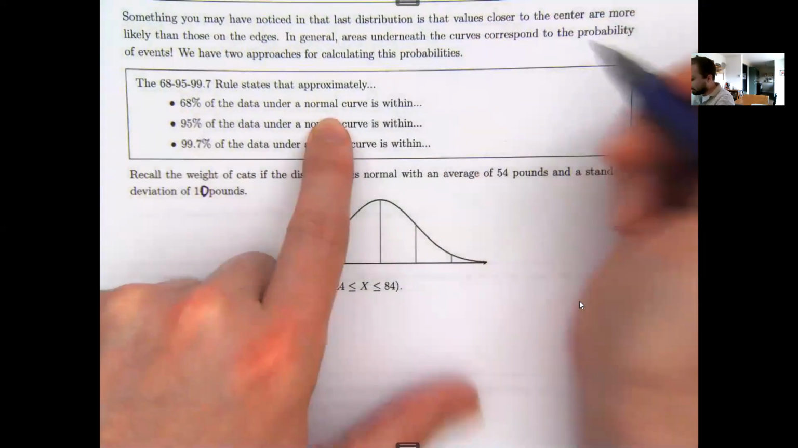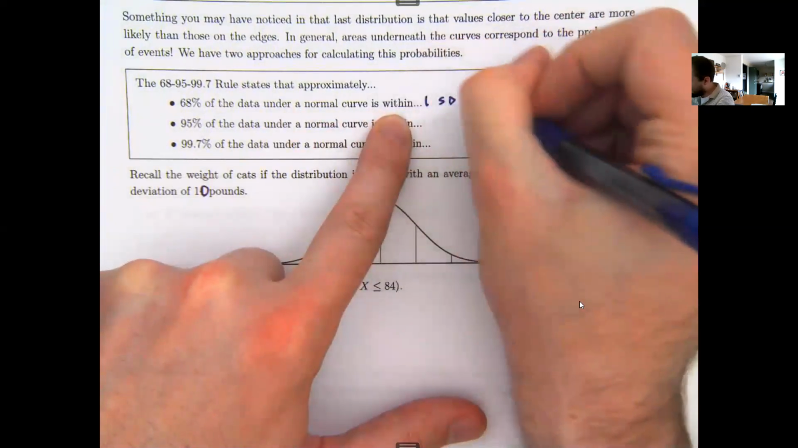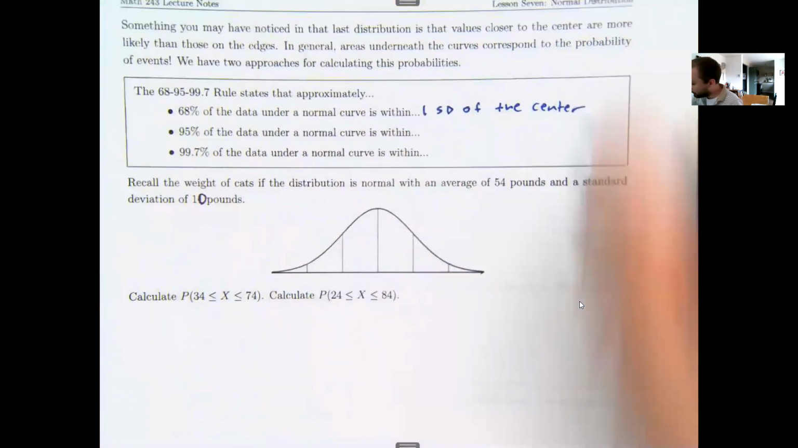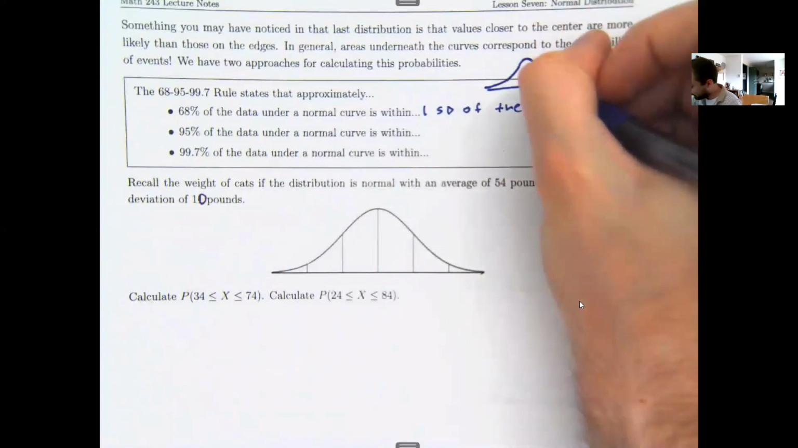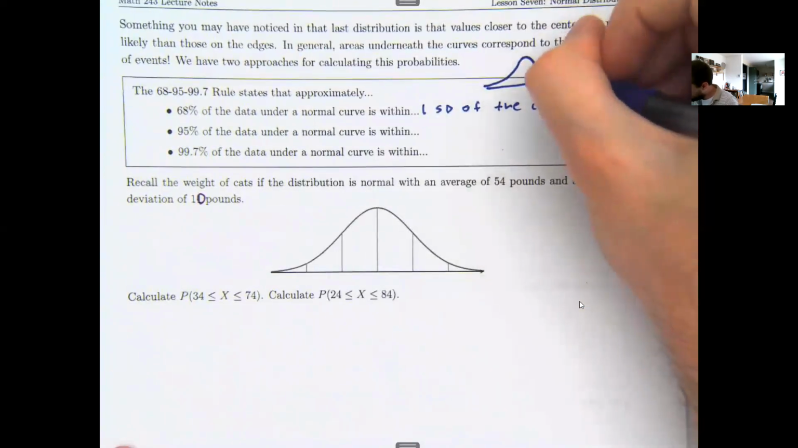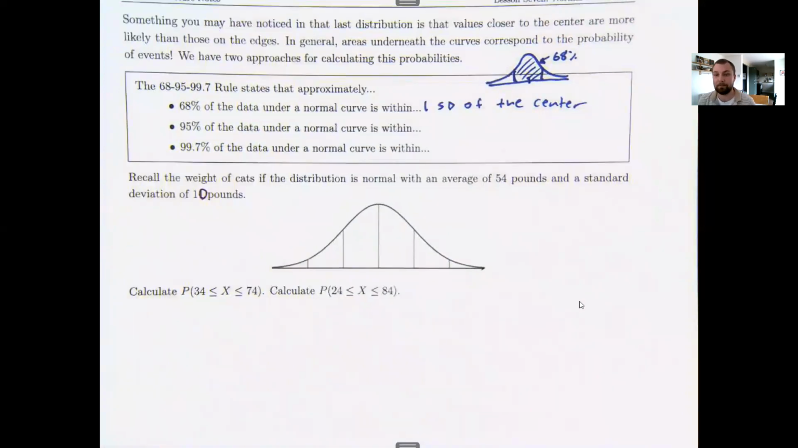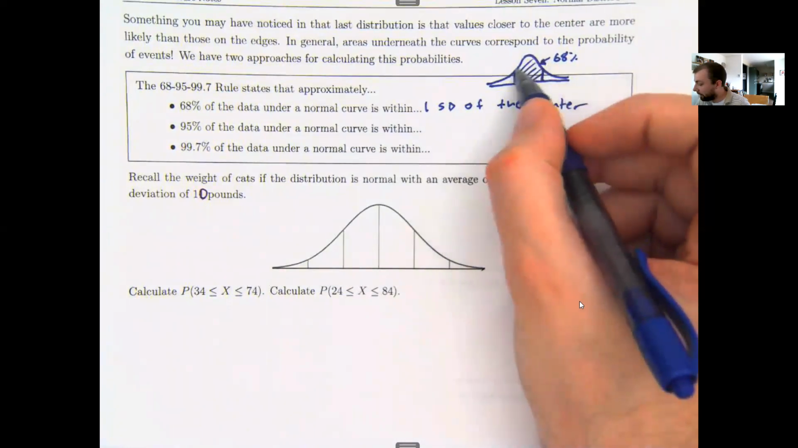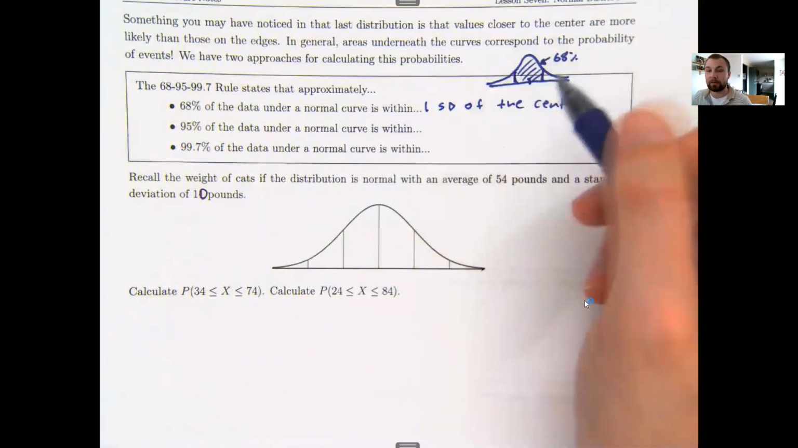68% of the data under a normal curve is within 1 standard deviation of the center. So drawing the picture out, if I start at the center and I go 1 and 2 tick marks down, I should have about 68% of my data in that area. Now, just to note, if you're trying to visualize this, one standard deviation is hitting halfway on the downswing on both sides. So that's how I visualize what that one standard deviation mark looks like.